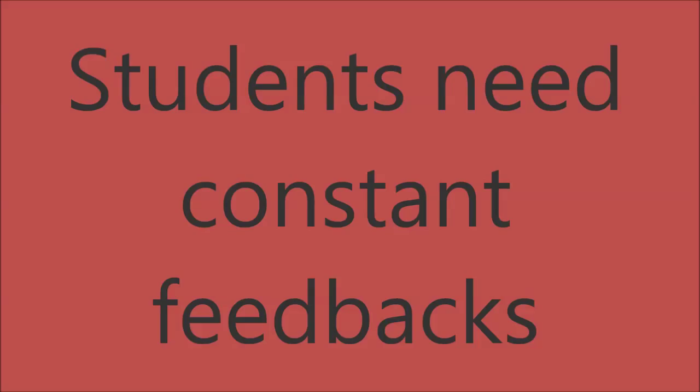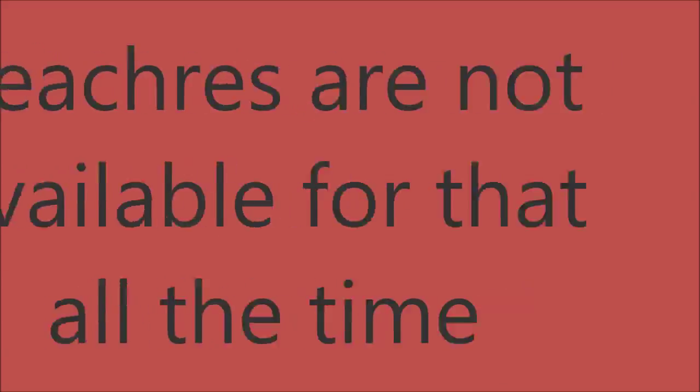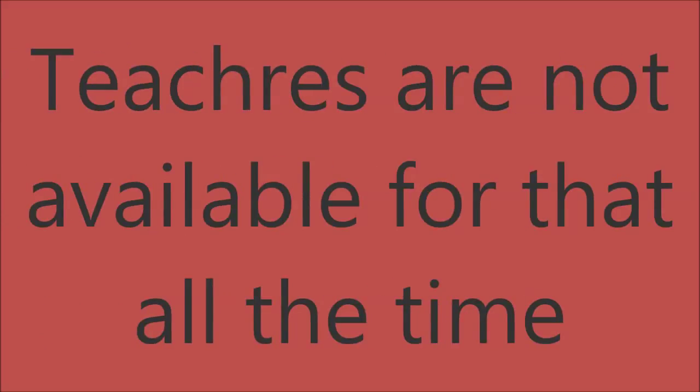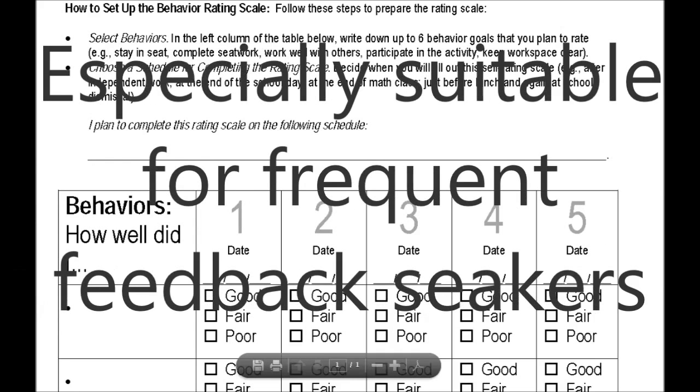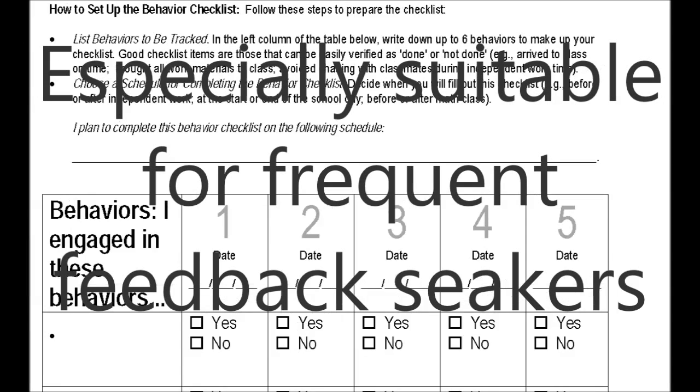Self-monitoring. Students need constant feedback on their behavior. As teachers cannot record all behaviors of all students in any given class at all times, students can use self-monitor forms and record their own behavior. If a student is disturbing frequently, the teacher might ask him to monitor himself using a form.